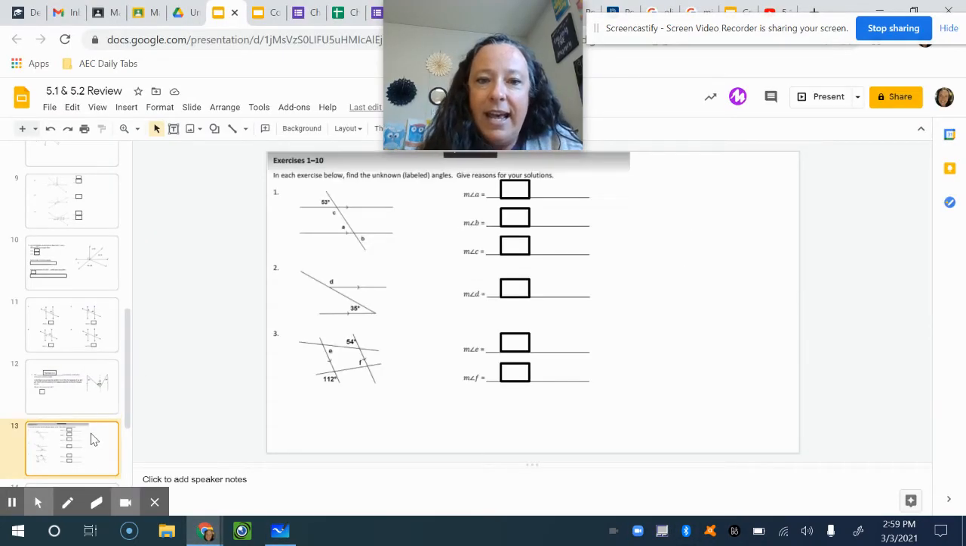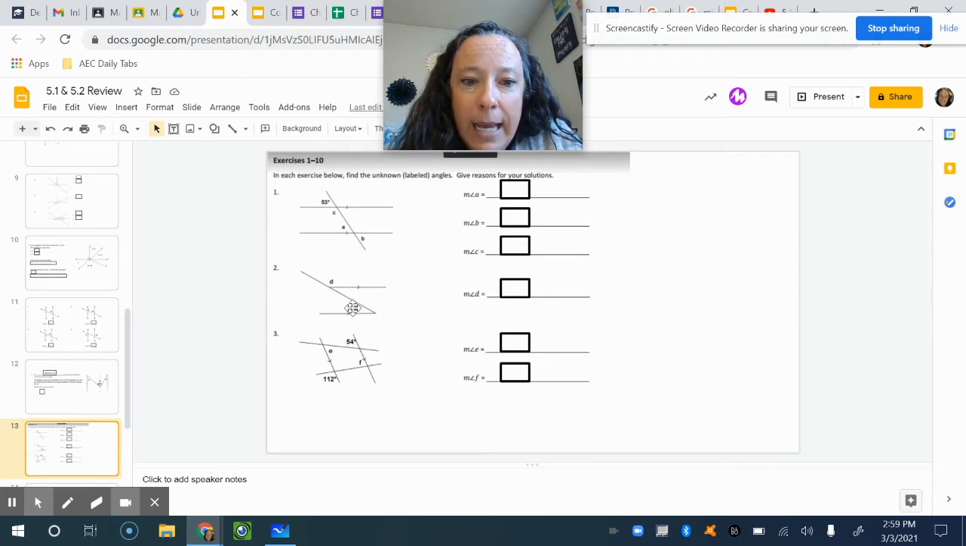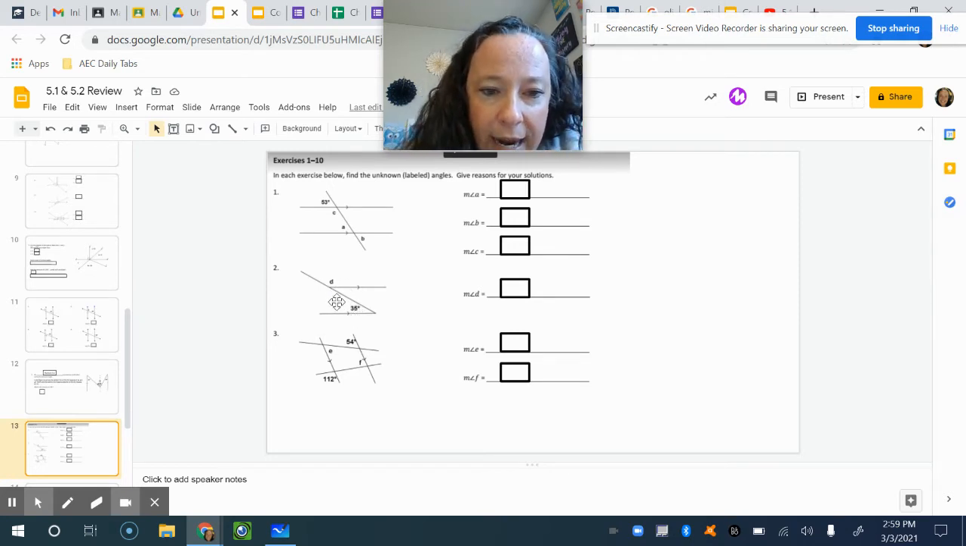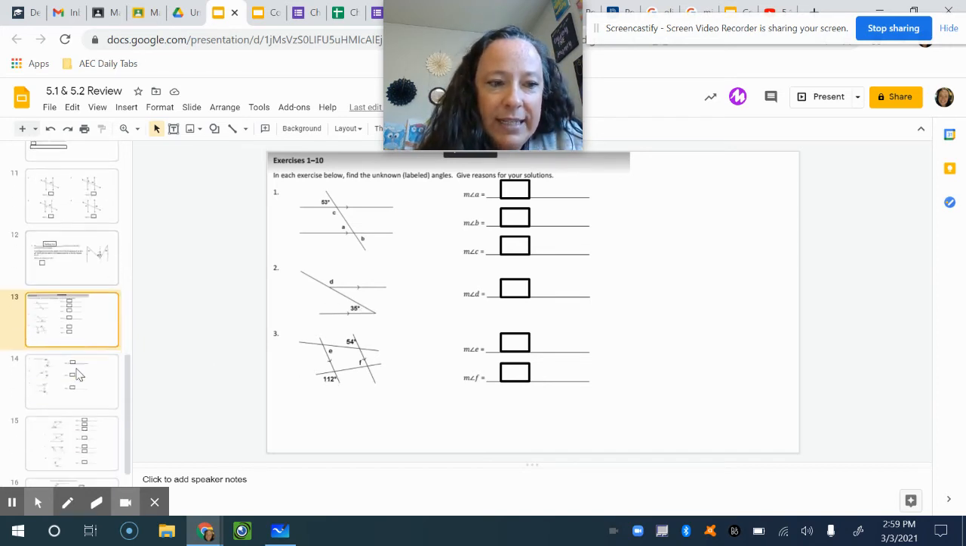All right, and here's just some more things to practice with. If you look at number 2, you want angle D, and you know that right here would be 35 degrees in this little part because of the alternate interior angles, and then you would just do the supplementary rule to get D.